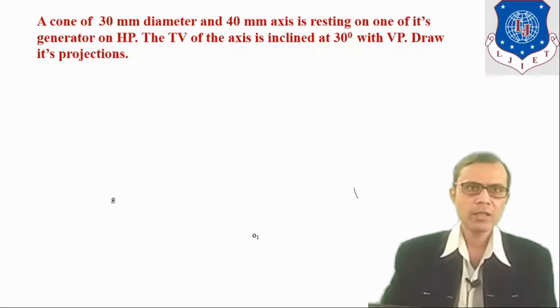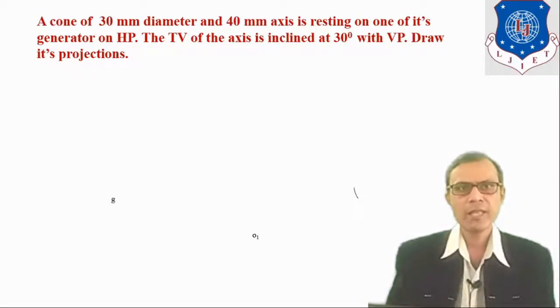In this session, we are going to consider some example for projection of solid. Let's see the given data. A cone of 30 mm diameter and 40 mm axis is resting on one of its generator on HP. The top view of the axis is inclined at 30 degrees with VP. Draw its projections. So first of all, let's identify the given data.